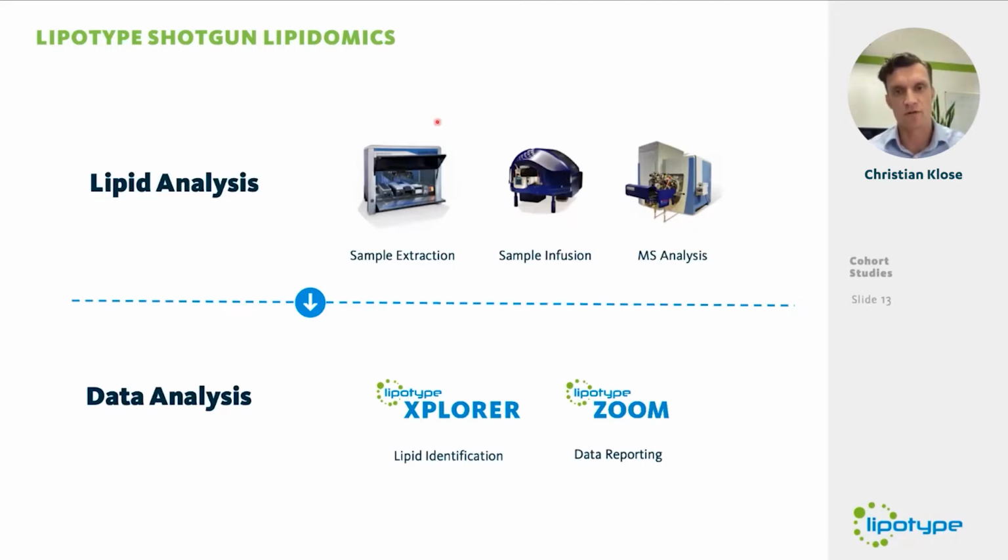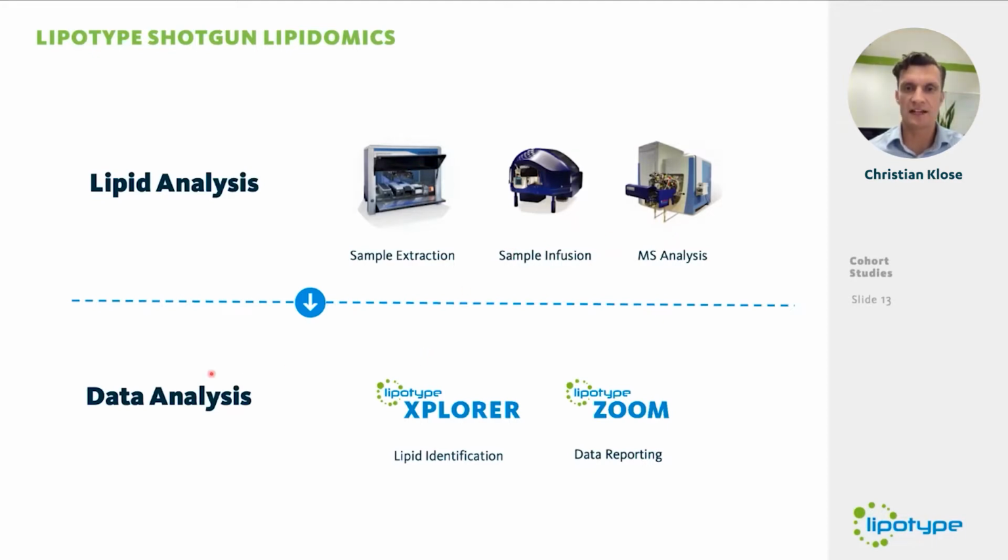It all starts, of course, with the lipid extraction, which is sample type specific and done fully automated in a 96-well format. The lipid extracts are then infused directly into a mass spectrometer by means of a robotic ion spray source, which is also working in 96-well format. The mass spectra are then acquired on a Thermo Q Exactive mass spectrometer, which features Orbitrap technology and has a very high mass resolution that really allows us to resolve very complex mass spectra.